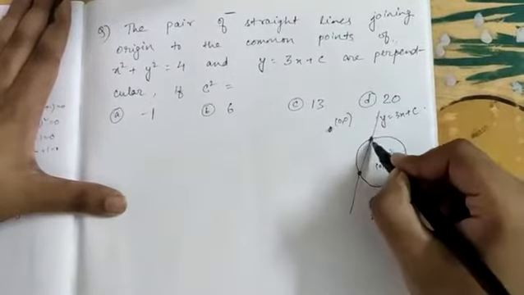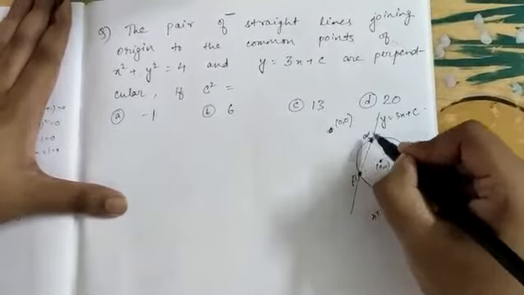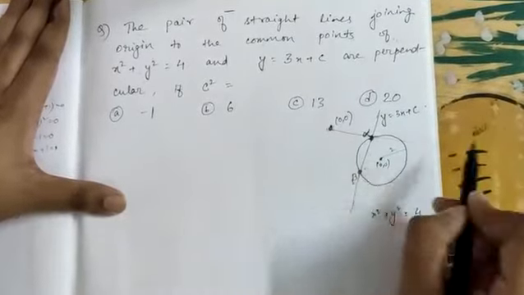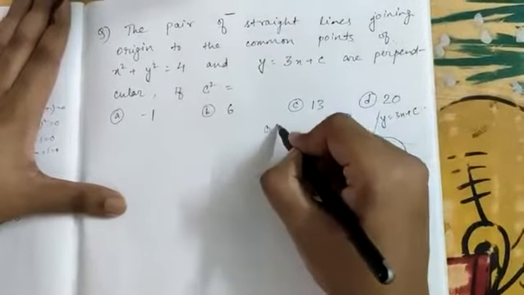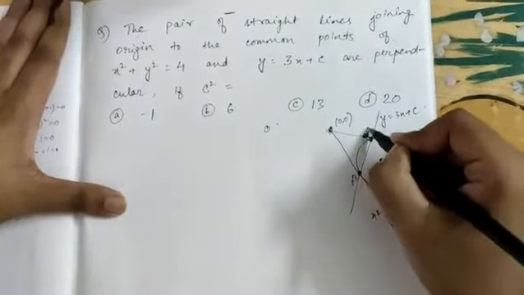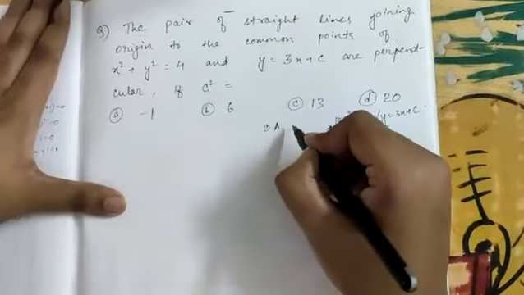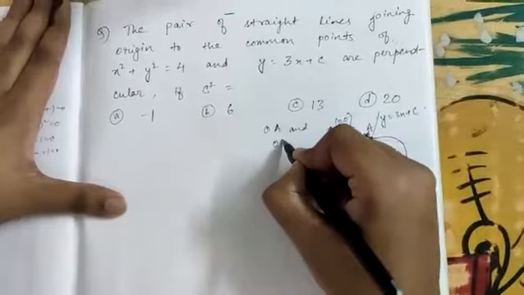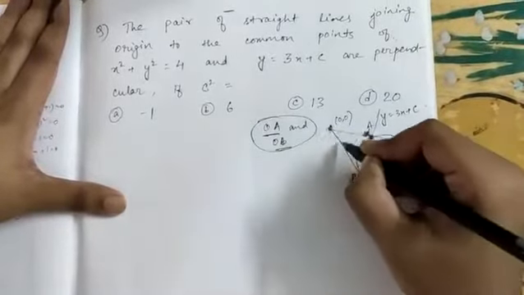So the common points are this and this. Let me take them as A and B, the common points. The origin will pass through this one and through this one. So OA and OB will be my pair of straight lines passing through the origin.